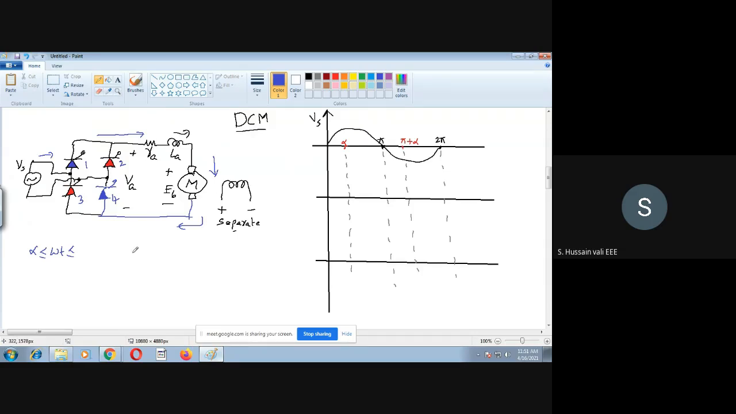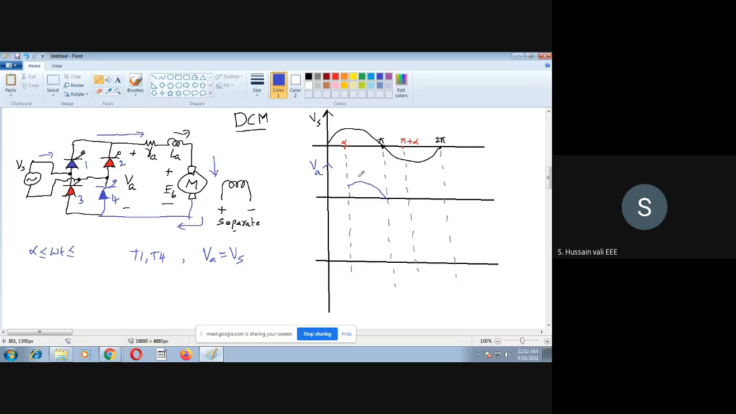So here supply voltage, thyristors 1 and 4 are conducting. So output voltage Va is equal to Vs. Then I will draw the output voltage here. This is the output voltage. See, output voltage is same as supply voltage. What's next after pi?